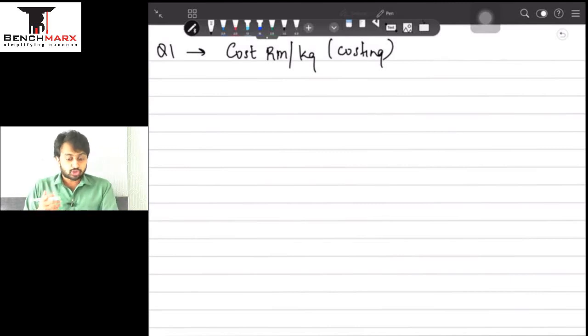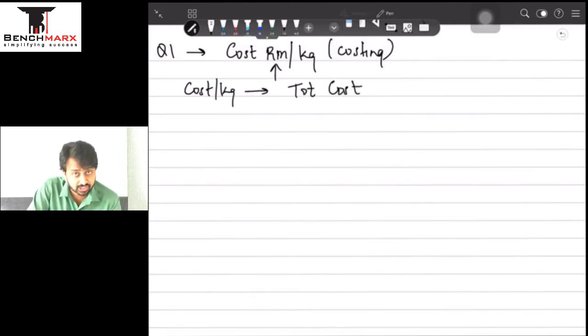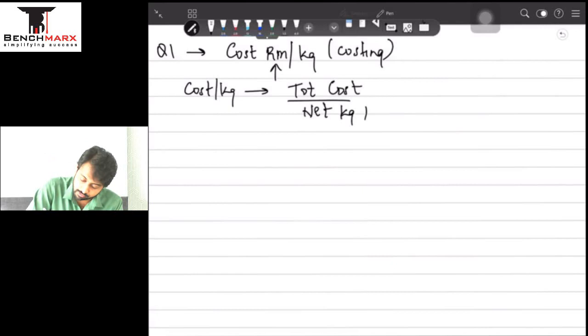Now you will say cost of RM, okay, the focus is on the term RM and not finished goods. Now you will say what is there in cost of RM, whatever is the purchase price, that is my cost of RM. I would say partially correct. The cost per kg of the RM is going to be determined by the total cost that we have spent on the purchase and the purchase related costs, upon the net kgs of RM which are available for consumption.